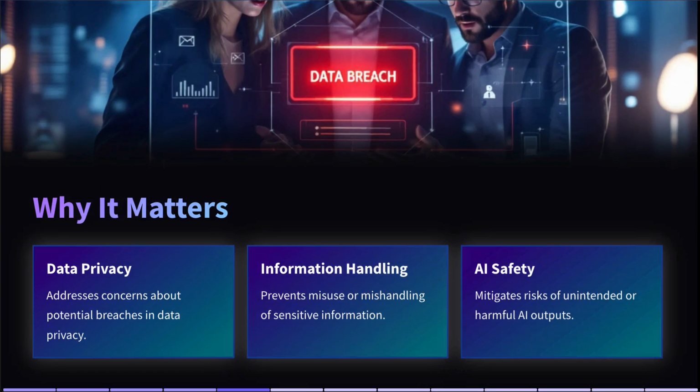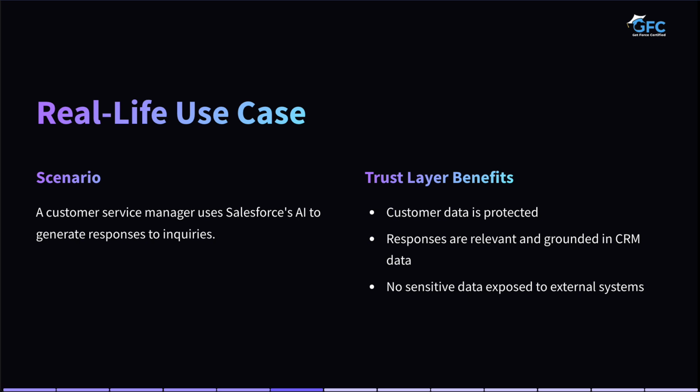So why does this matter? Well, with the increasing adoption of generative AI, security and trust are paramount. The Einstein trust layer addresses concerns such as data privacy breaches, misuse or mishandling of sensitive information, and unintended or harmful AI outputs.